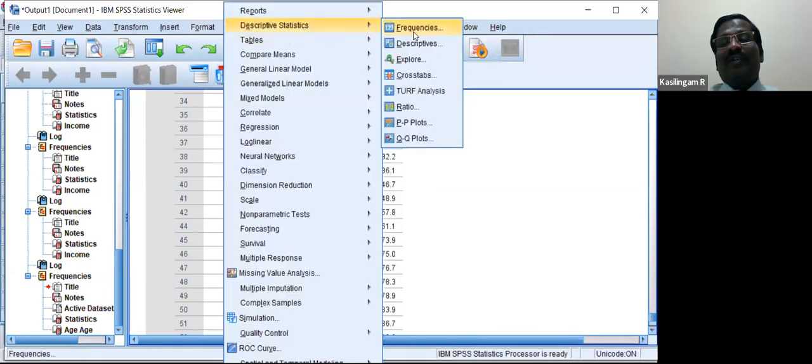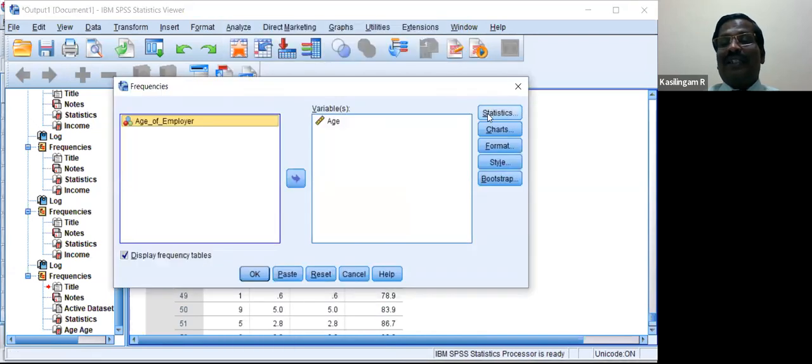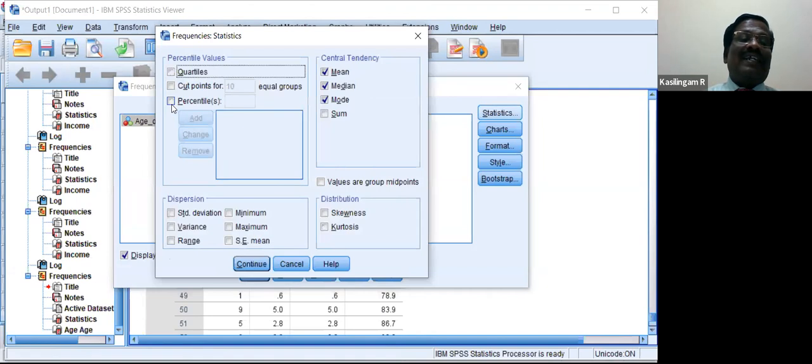Descriptive statistics, frequency. In statistics, I'm going to use percentiles. Let me put quartiles, not percentile, quartiles. First quartile, second quartile, third quartile. Quartile means 4 quarters. Out of 100, 25 is the first quartile, 50 is the second quartile.